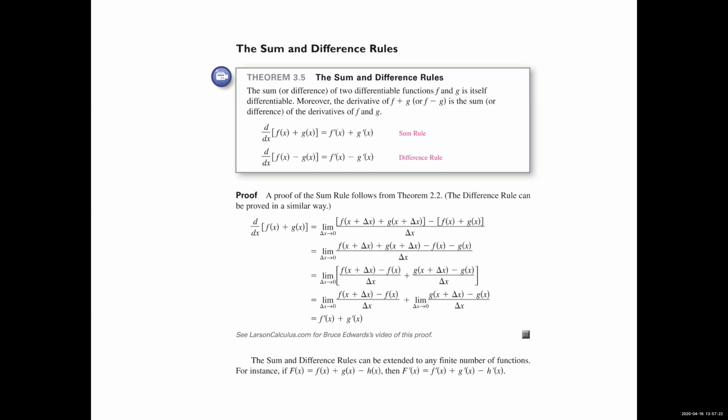One thing to notice is that the sum and difference rules can be extended to any finite number of functions. For example, if you have three functions, f of x plus g of x minus h of x, then the derivative of that combination is just f prime of x plus g prime of x minus h prime of x. You can extend the number of functions infinitely. All right.